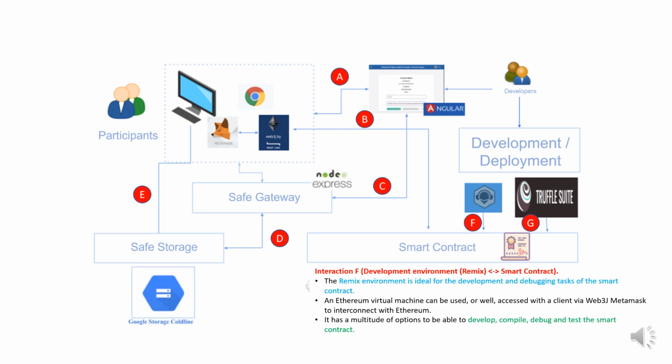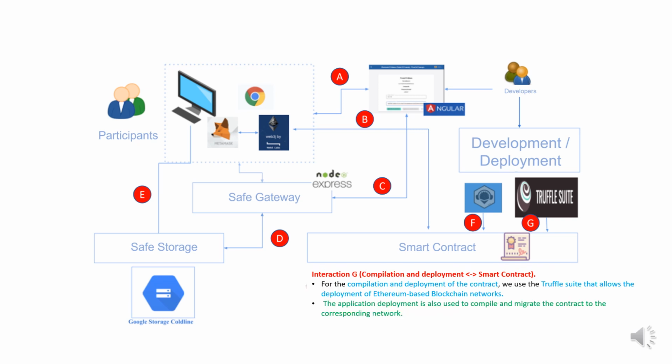And for interaction F, the development environment and the smart contract. So the Remix environment is ideal for the development and debugging tasks of the smart contract. An Ethereum virtual machine can be used as well, accessed with client via Web3 or MetaMask to interconnect with Ethereum. It has a multitude of options to be able to develop, compile, debug, and test the smart contract.